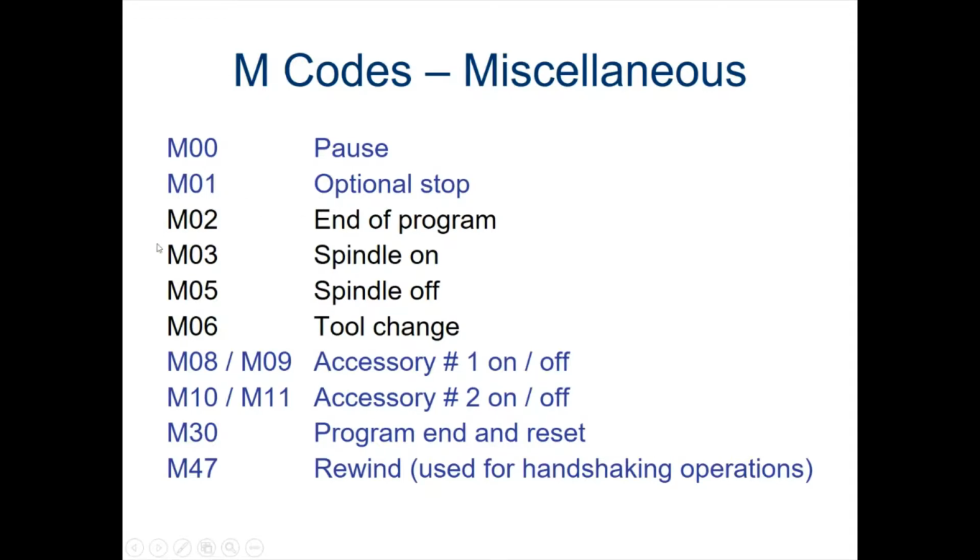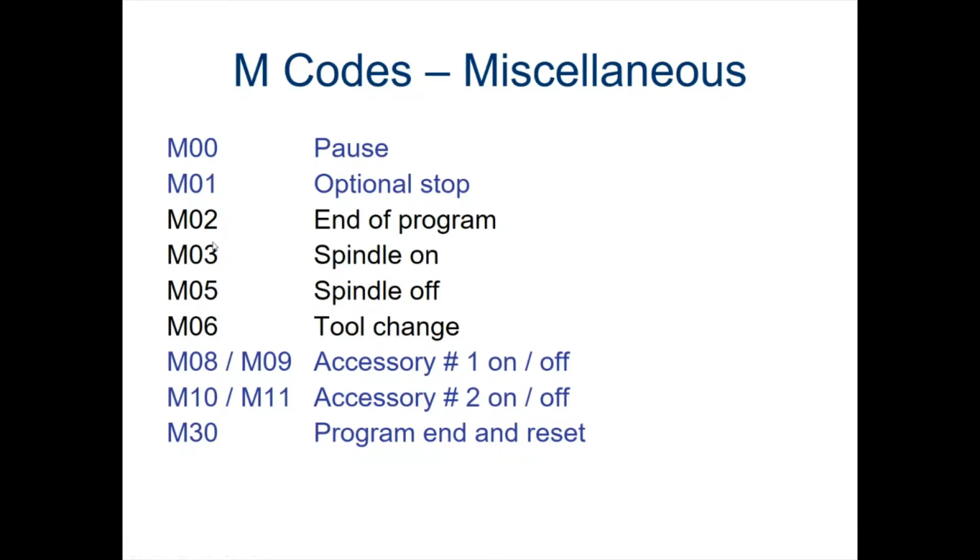So the ones that we are going to use are these ones that are in black. So end of program. When you get to the end of your code, this is how it knows that you're done. It's like putting the end bracket on your robot C programming. You want to put in M02 to say, yes, I have reached the end of my program. And that is how it knows that it's done.